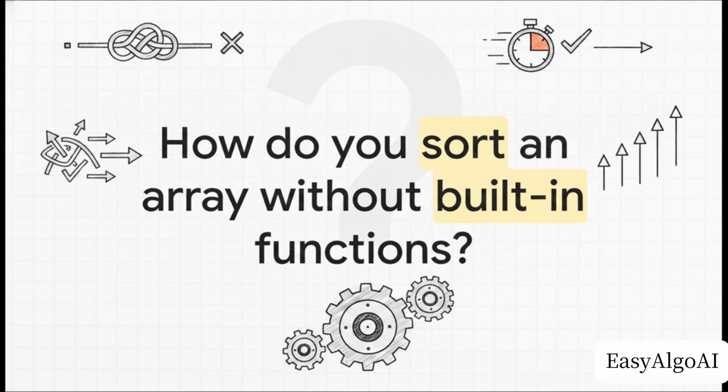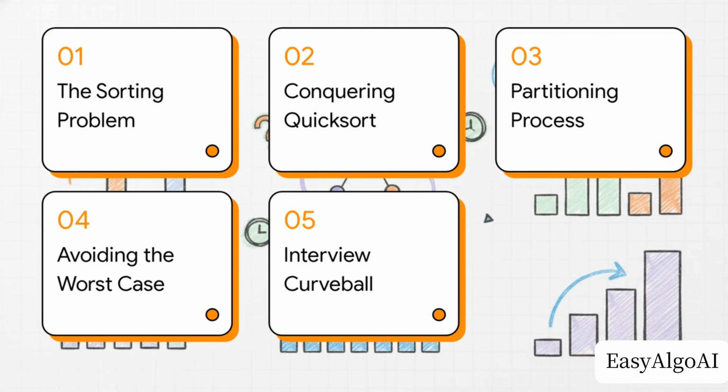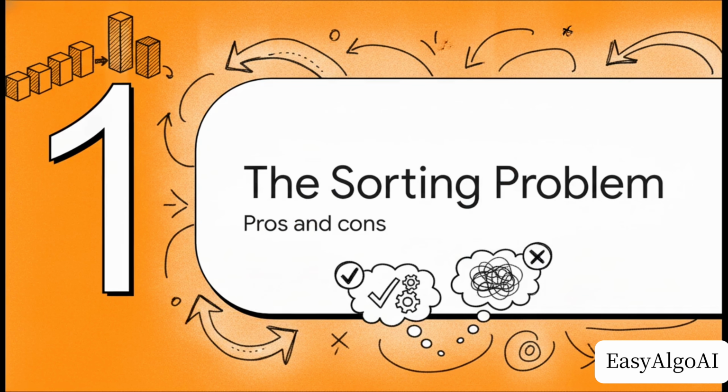But what actually happens when the interviewer says you can't just use a built-in sort function? Suddenly, you're building the engine totally from scratch, and the algorithm you choose can literally make or break your code's efficiency. Here's our quick roadmap for today. We'll cover the sorting problem, conquering with quicksort, the partitioning process, avoiding the worst case, and finally, a fun interview curveball.